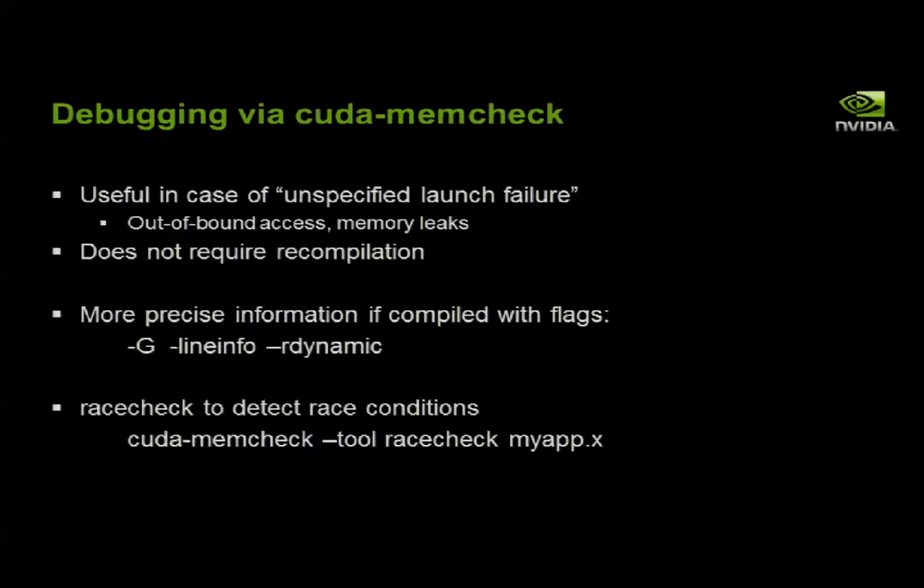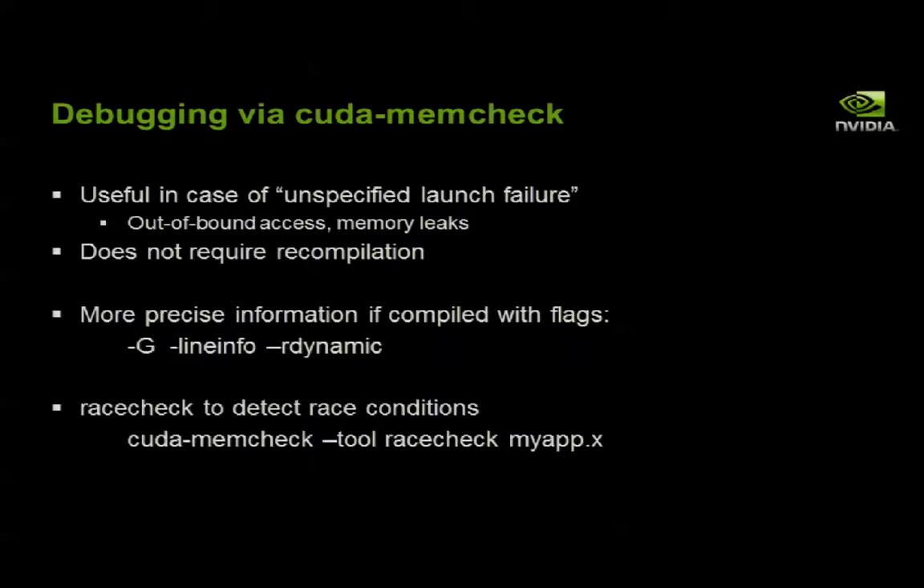Now, a tool that I think is very useful is CUDA MemCheck. And CUDA MemCheck is actually two tools. One is the memory checker, which is comparable to Valgrind and the MemCheck tool within Valgrind. And then there's RaceCheck, which allows you to detect race conditions that you might have on, for instance, shared memory variables.